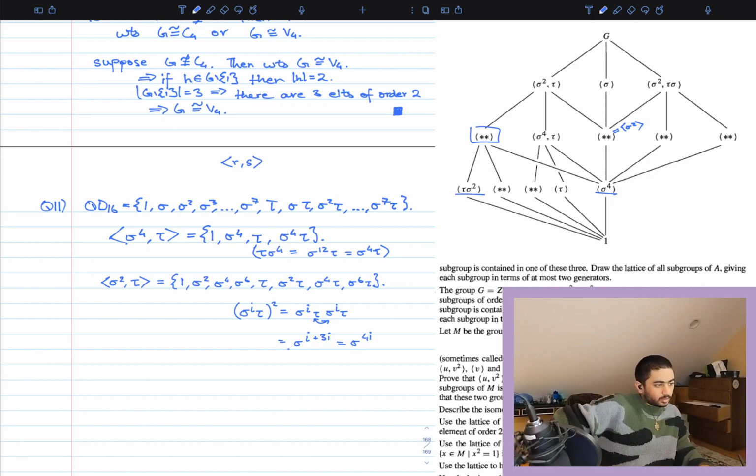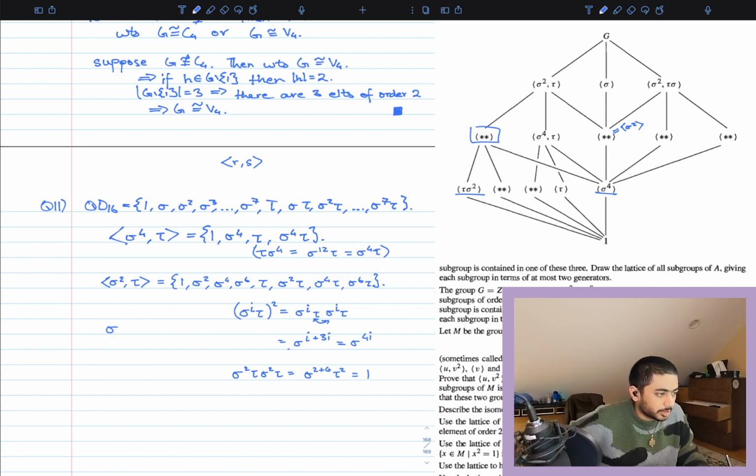So, in this case, all the i's here are multiples of 2. So, these guys really are all order 2 elements. And we can even verify that, right? Like, let's take sigma squared tau. When we swap these, we get sigma squared plus 6 tau squared, which is just 1 because this is sigma to the 8 and this is tau to the 2.